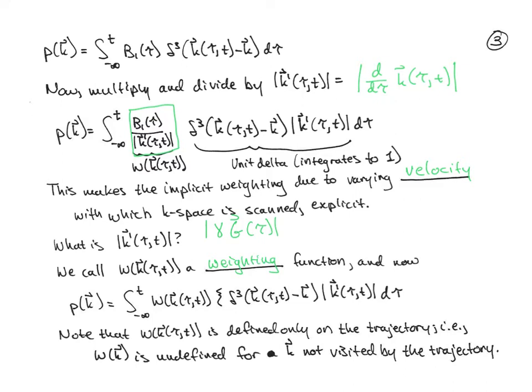And so now p of k is equal to this weighting function times the delta function and times the velocity. And so we'll note here that w of k of t is defined only on the trajectory. That is, it's undefined for k's that are not visited by the trajectory, right? We can't evaluate the derivative if we're not on the trajectory.